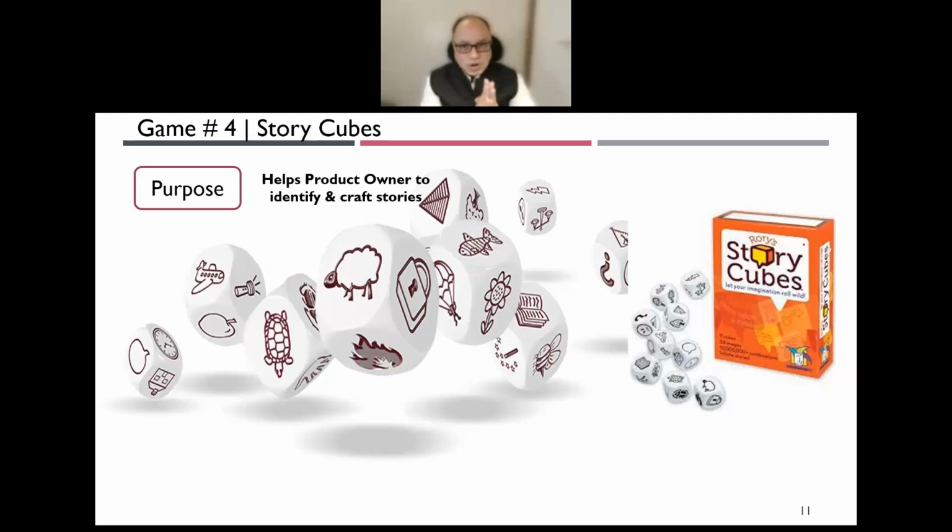This product has got 9 dice, and these are not normal dice which have numbers on them. These are dice which have pictures on them. As you can see, some very interesting pictures: a picture of a tortoise, a sheep, a question mark, a lock. These are pictures from our day-to-day life which are embedded on this tool. The purpose is that you roll 3 dice, and whatever combination of pictures comes, you write a story out of it.